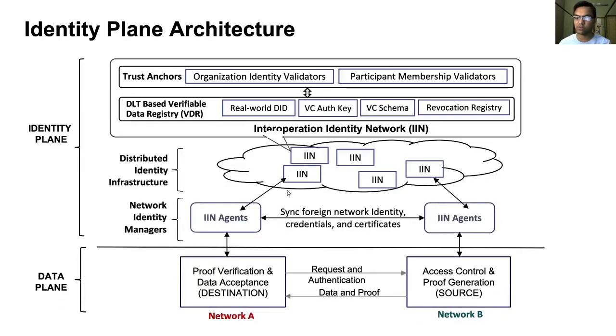So the blockchain networks have a component called IAN agents, and each participant in the network has at least one IAN agent, which is used to communicate with the IANs. And these IAN agents form the network identity managers of the network. And also the IAN agents communicate with each other to sync the foreign network identity, credentials, and certificates. Then the data plane functionalities of verifiable data transfer goes on as usual, using the identities which are configured by the IAN agents in this identity plane.